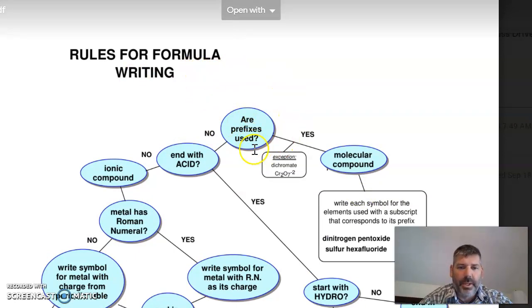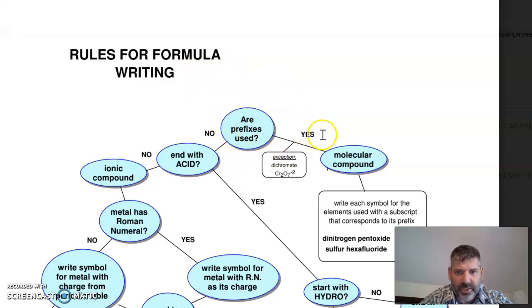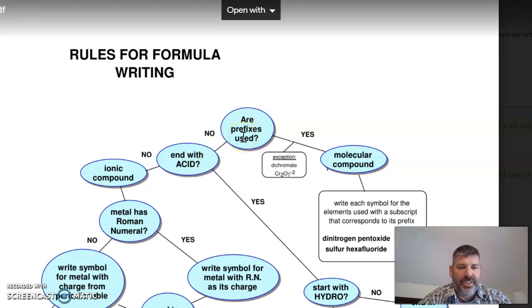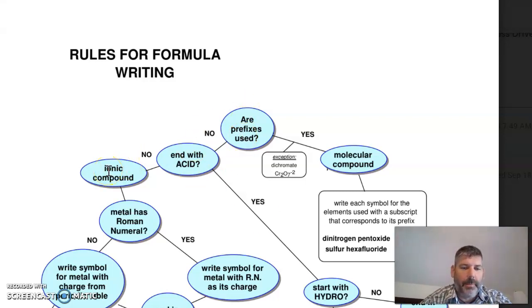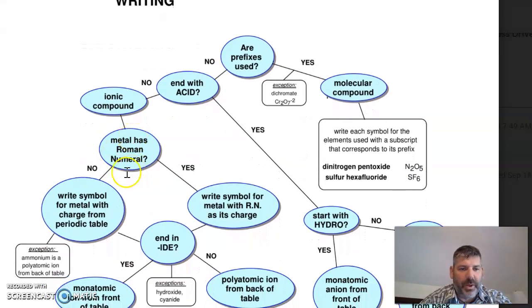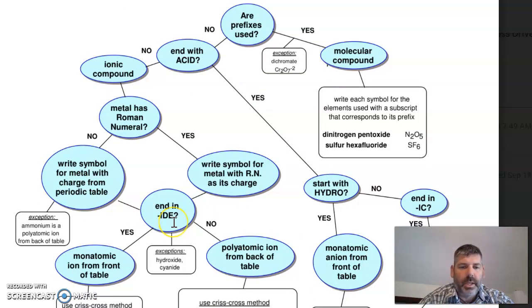For example, if you're writing formulas, you have to see if there's prefixes. If there's prefixes, yes, you go to molecular compounds, you use the prefix to figure out the subscript, done. That's easy. If there's no prefixes, and there's metals, of course, you're in ionic compounds. And then, of course, you have to decide whether it's a D block element. If it has that Roman numeral, use the Roman numeral to actually get the charge. If there's no Roman numeral, then you get the charge from your periodic table and write the name of the metal down, or use the charge from the metal.